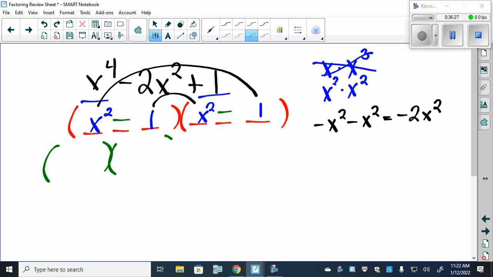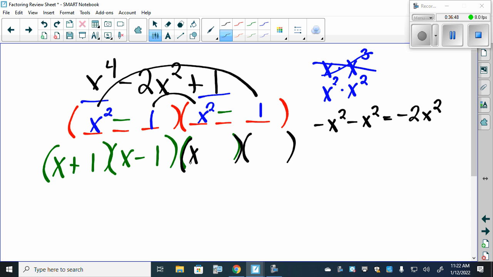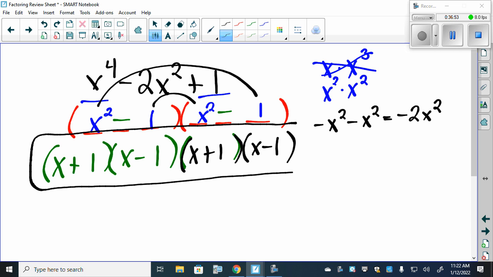X squared minus 1 is going to become what? X and x, minus 1, yes? Wait a minute, over here. What are we going to have? X plus 1 and x minus 1. Because they're both difference of perfect squares, so they'd factor like that. Just thought that was interesting.